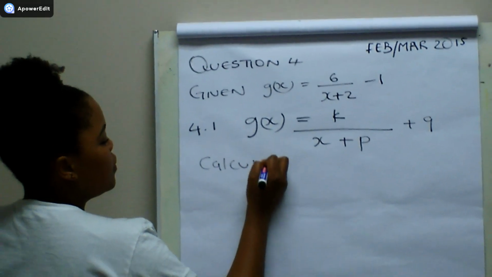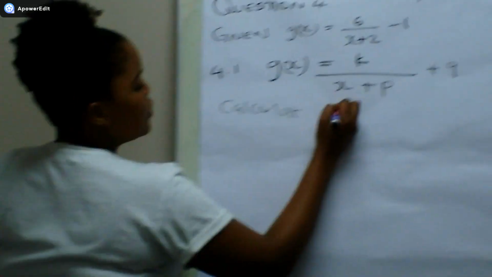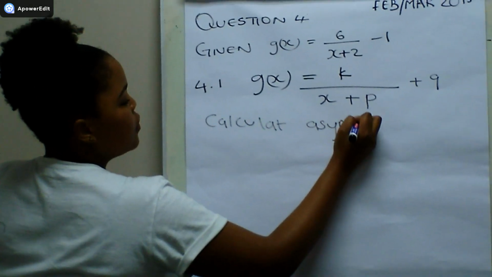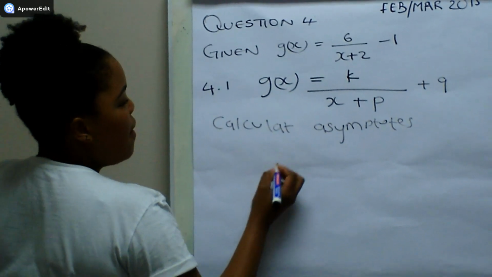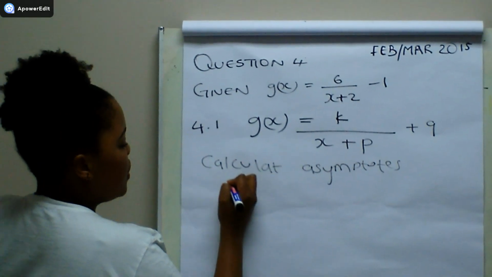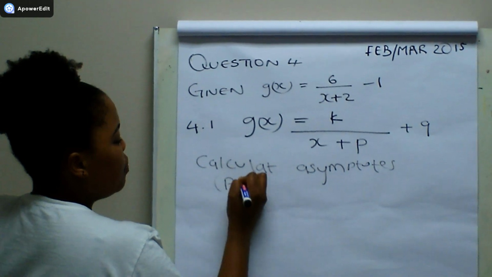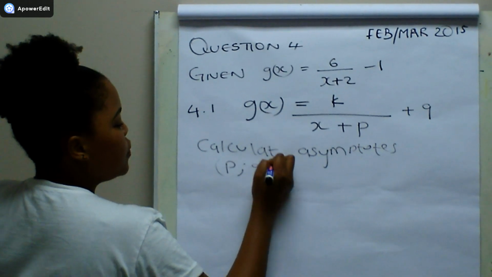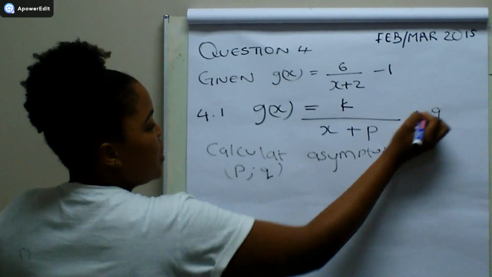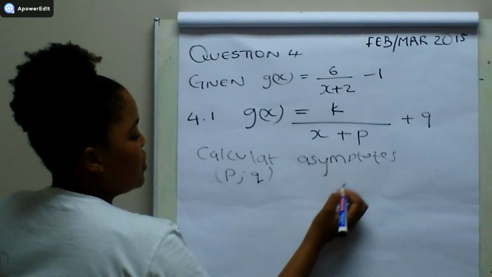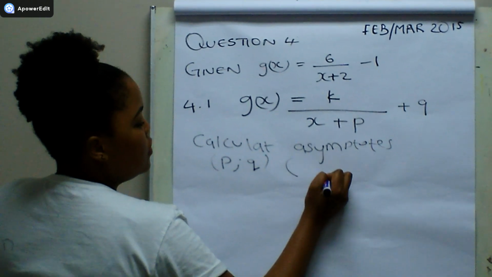So what I'm doing here is I just wrote the equation in this general form, that is g of x is equal to k divided by x plus p, and plus q. So what k is, I'm just going to explain it. K is just a constant, and p and q represent the equations of the asymptotes. So p would be your horizontal asymptote and q is your vertical asymptote.